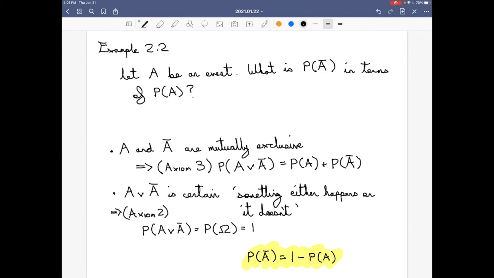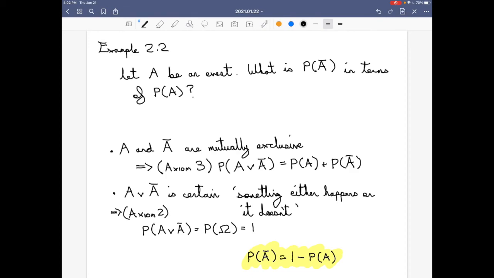All right, so we can see an example of how to do a straightforward manipulation with the axioms of probability. So let's say we have an event and we're asked to figure out the probability of the complement in terms of the probability of the original event. So it's just asking you, give me a formula to figure out the probability that something doesn't happen, assuming I know the probability it does happen.